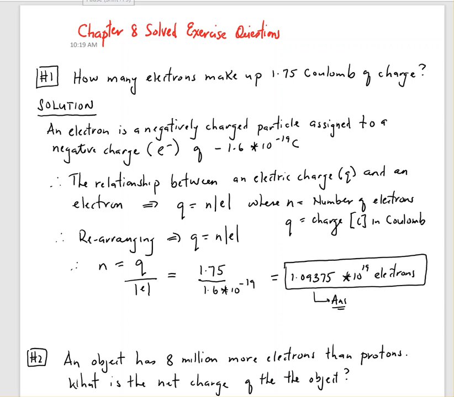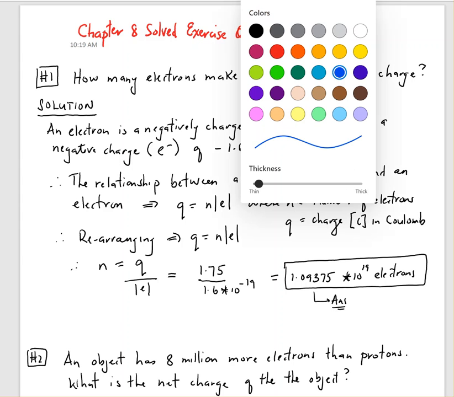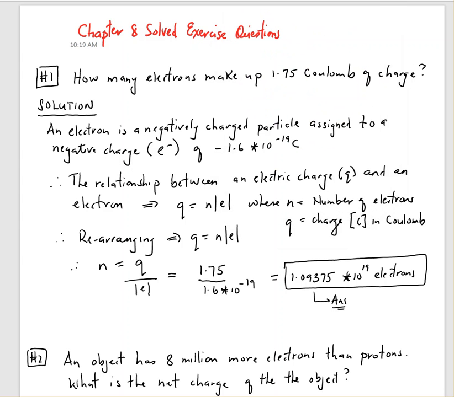So when we are looking at our first question here, it is asking us how many electrons make up 1.75 Coulomb of charge. Keep in mind that an electron is nothing more than a negatively charged particle, okay? And it's been assigned a magnitude of 1.6 times 10 to the negative 19, and it has a negative sign, indicating it's a negative charge.